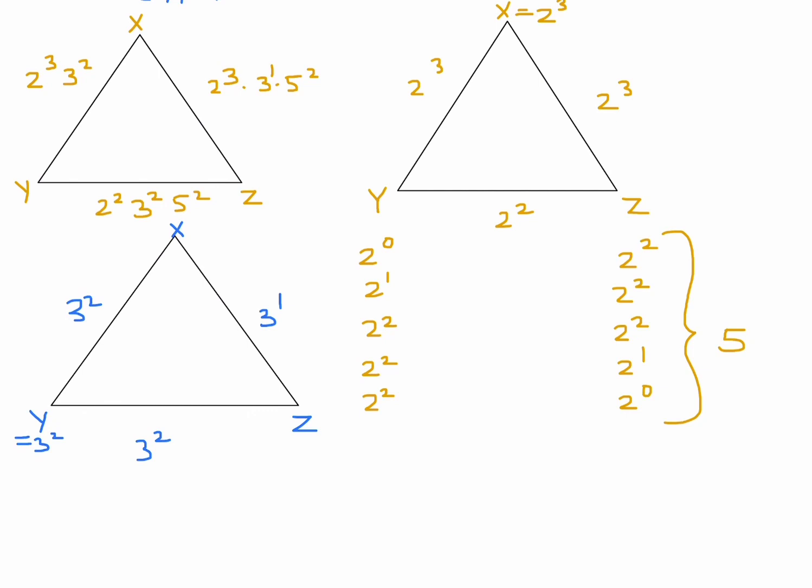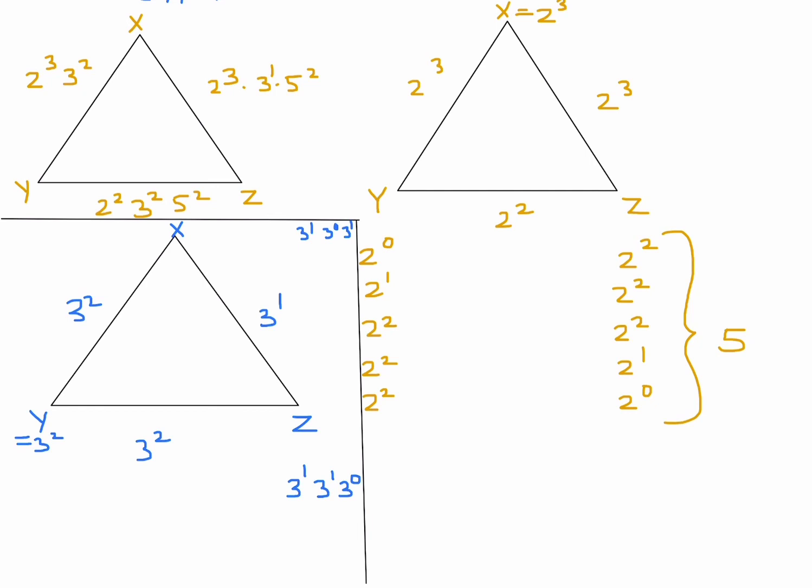Well, x and y, a few choices, right? We can have either 3 to the power of 1 for x, and z could be 3 to the power of 1 also. Or you can have 3 to the power of 0 for x, and 3 to the power of 1. Or you can have 3 to the power of 1 here and 3 to the power of 0 here. I think those are the only ones.